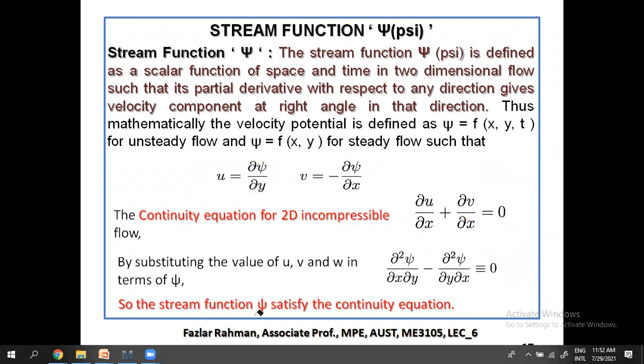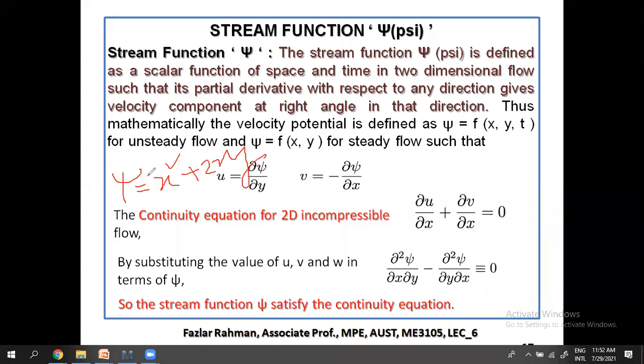Okay, so the stream function satisfies the continuity equation. That means if a stream function does not satisfy the continuity equation, it is not the real stream function; something is wrong in the equation. Say I am giving you psi equal to x square plus y square, or 2xy, for example.